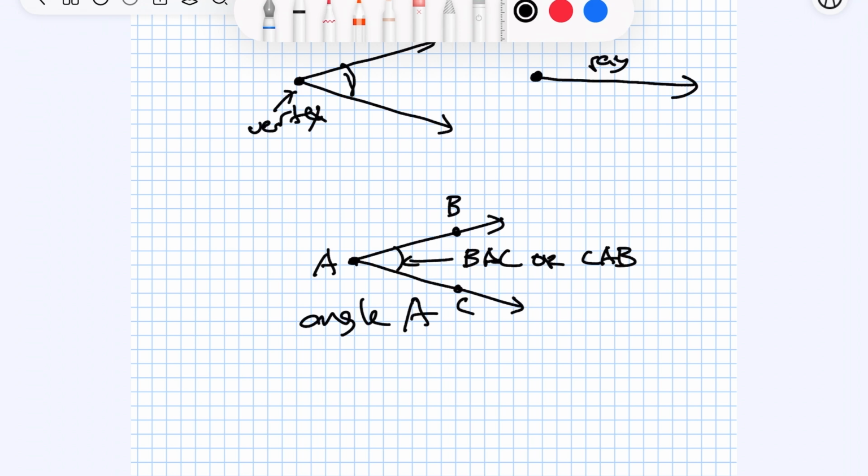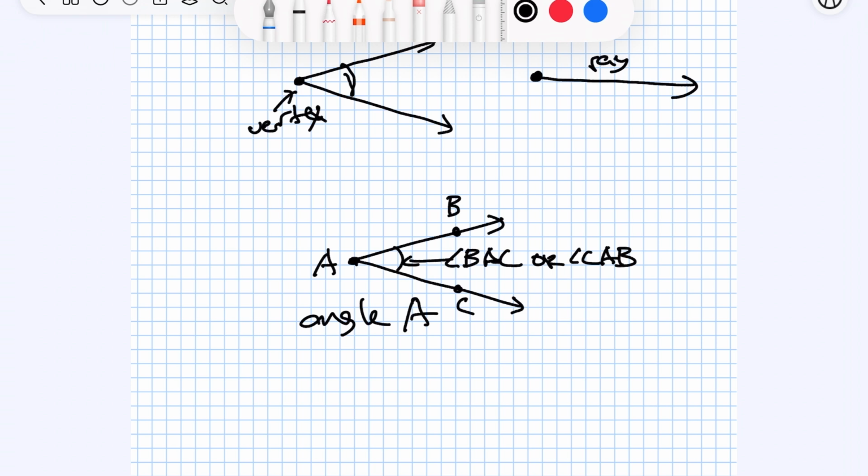So the order actually really matters because the middle letter will always tell you where the vertex of the angle is. Note that if we were to do it like this, then you have to add a small little slanted angle symbol in front of each of the names to indicate that you're naming an angle, like so.